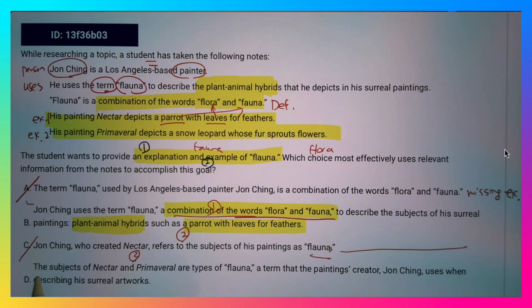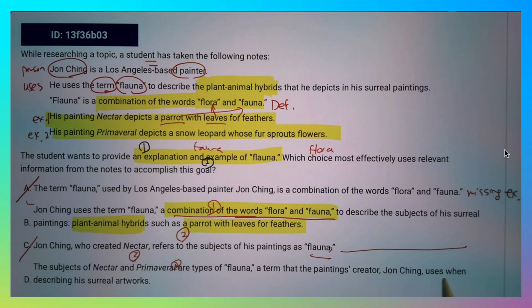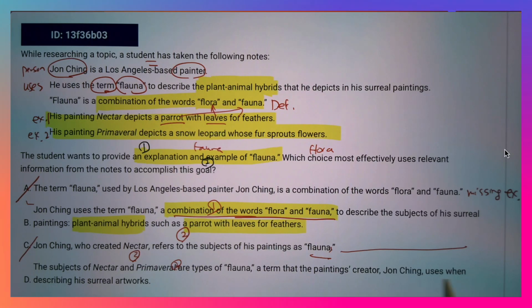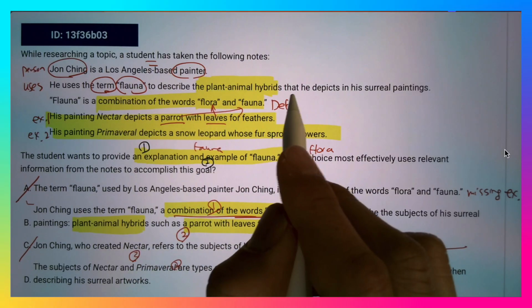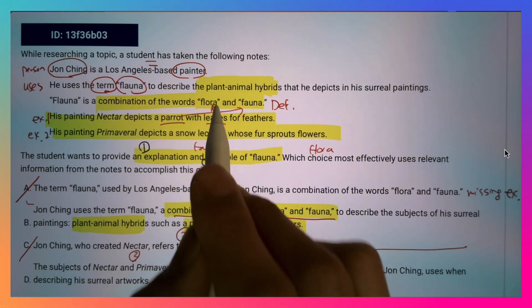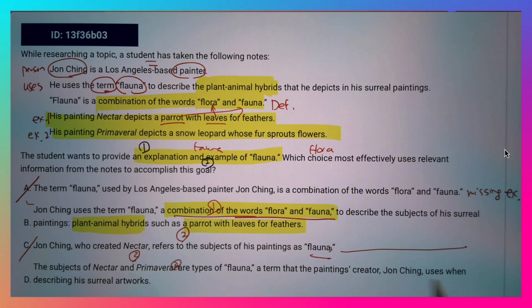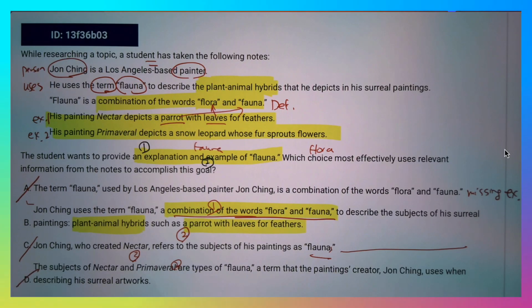Choice D. The subjects of Nectar and Primavera are types of fauna. Okay, the second part, the example, is mentioned, a term that the painting's creator John Ching uses. Okay, this is tricky. It says it's the term he uses, but it didn't really talk about anything about plant-animal hybrids or the combination of the words flora and fauna because it's missing the first part. Choice D is out. So choice B will be the answer.